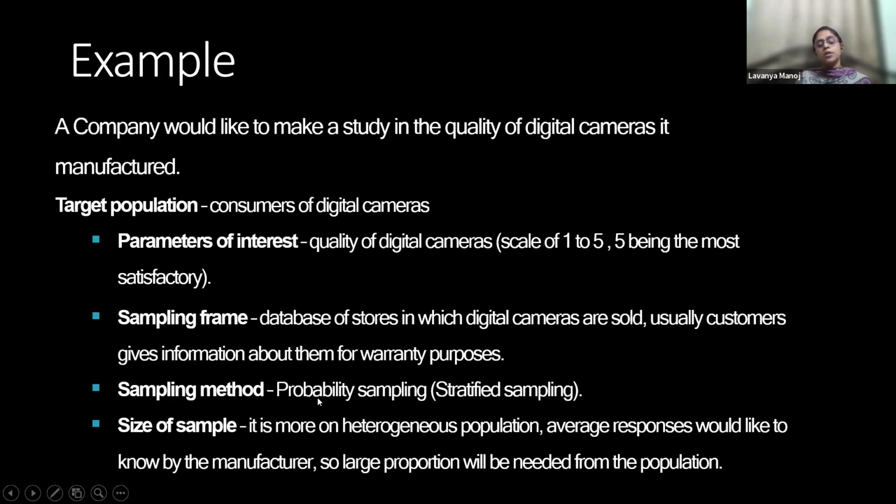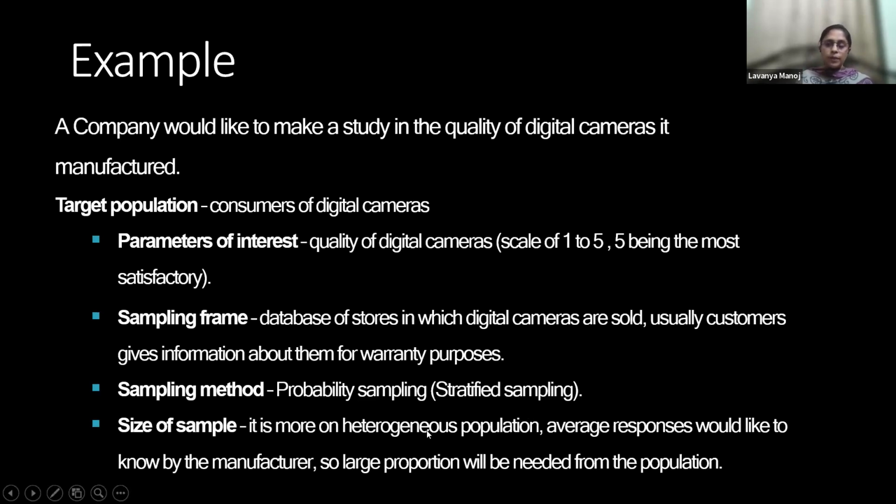Here the researcher is going with probability sampling, and under that, specifically with stratified sampling. We will see what stratified sampling is. And then finally, the size of the sample. With a more heterogeneous population, where the manufacturer wants to know average responses, a large sample will be needed for the population.